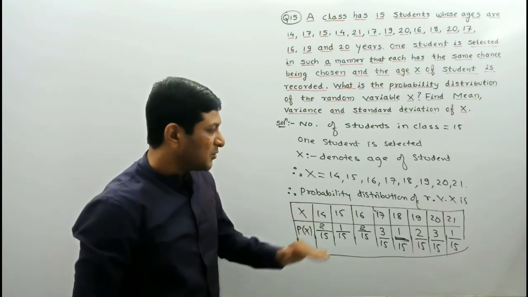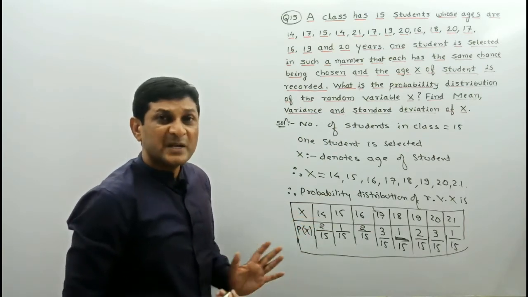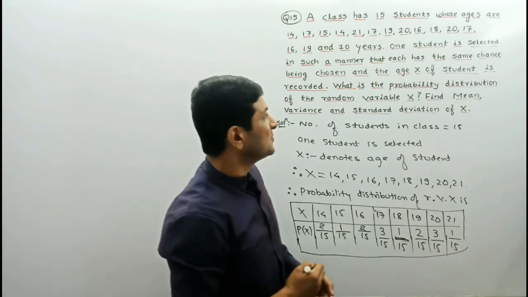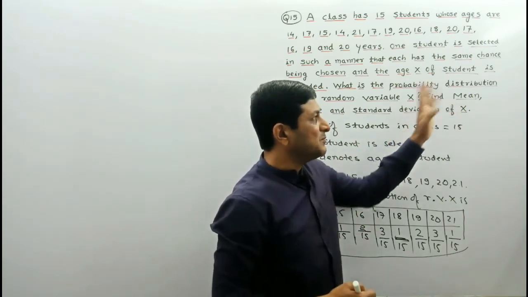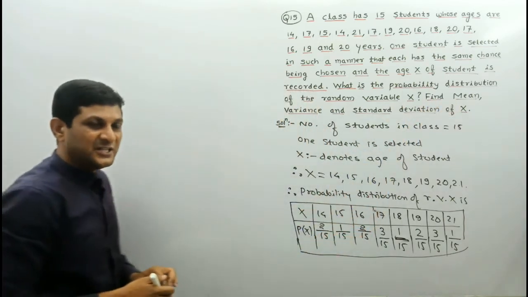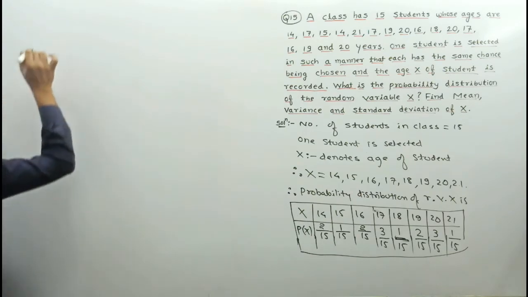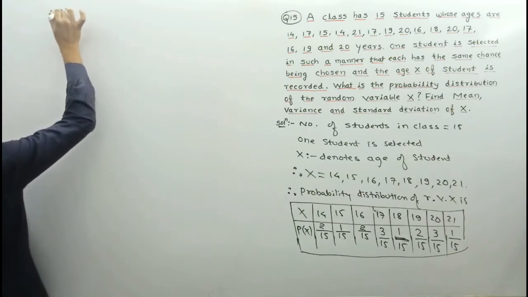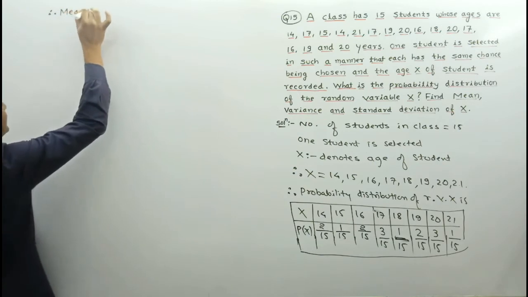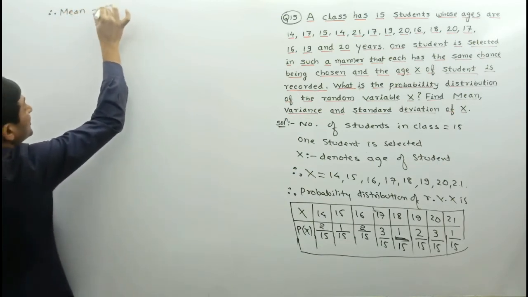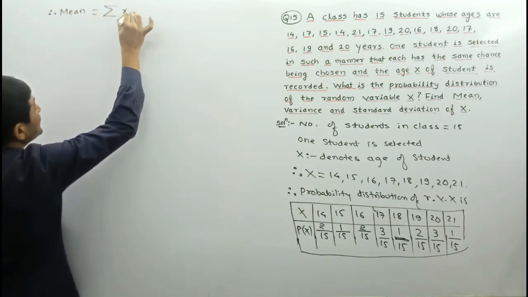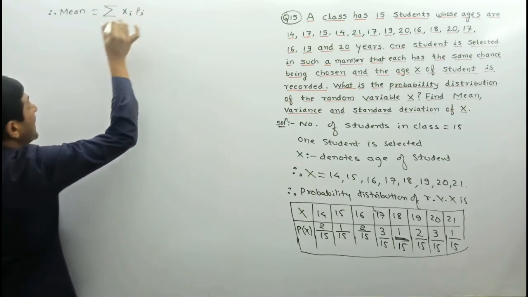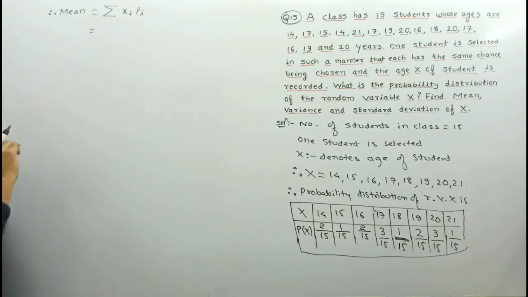So in this way we have got the probability distribution. Once the probability distribution is known to us, our second required value is mean. Mean means E of x. So let us try to find the value of mean. What is the formula to find mean? Summation xi into pi. Applying this formula we are able to find the value of mean.